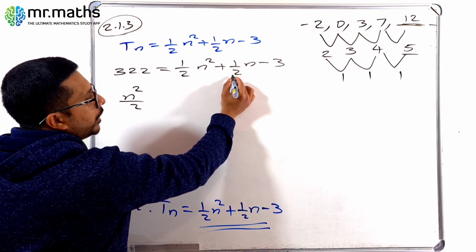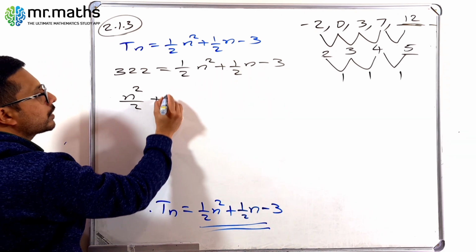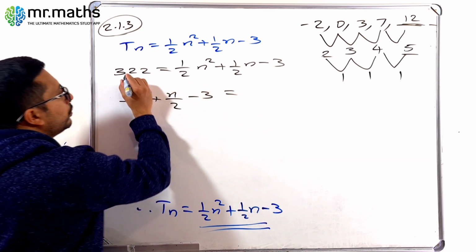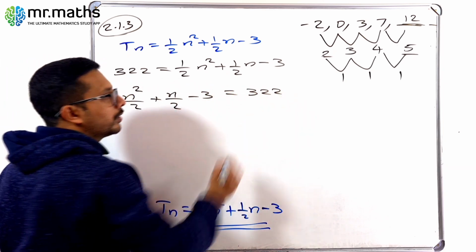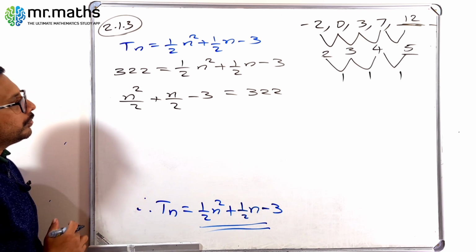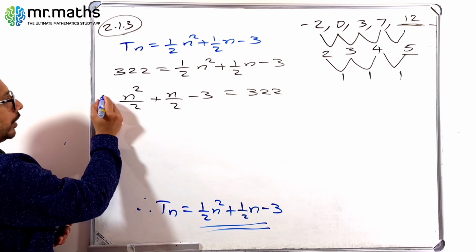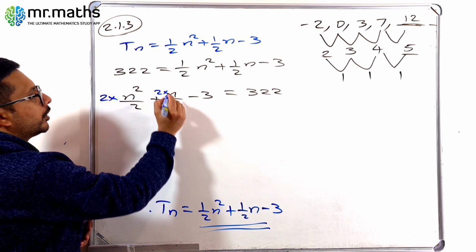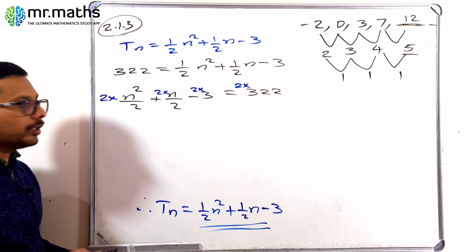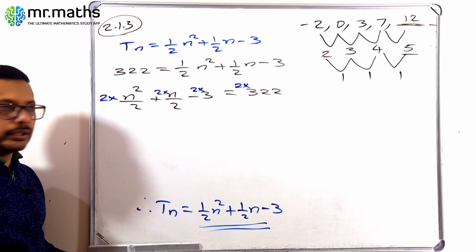Then this 1 by half n is the same as 1 times n is n, so that is the same as n over 2, then minus 3 is equal to, I just swapped it around, that's all, 322. Now here what I am going to do is, throughout I am going to multiply with a 2. So here I multiply 2, here I multiply 2, here I multiply 2, and here also I multiplied 2.